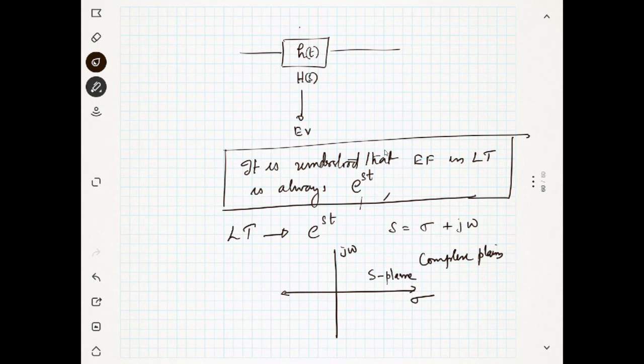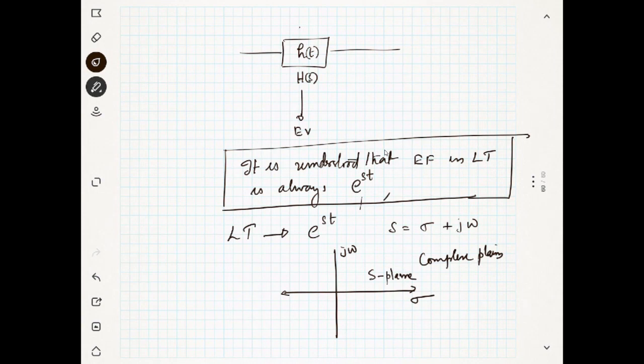But if you put sigma equal to 0, then what will be s? S becomes j omega, totally imaginary. When s becomes purely imaginary, then we will call it as Fourier transform. It is a special case of Laplace transform. You understood?